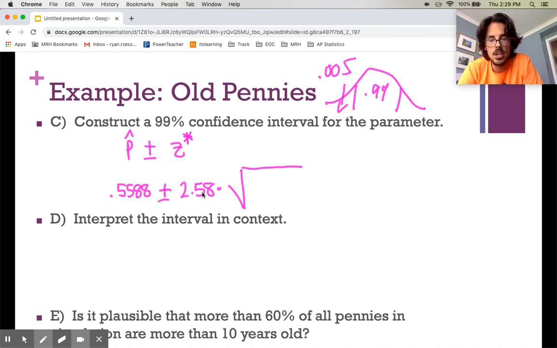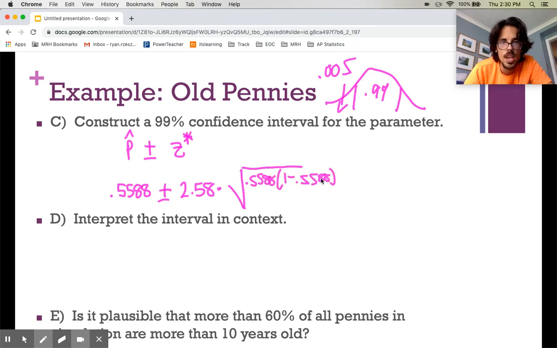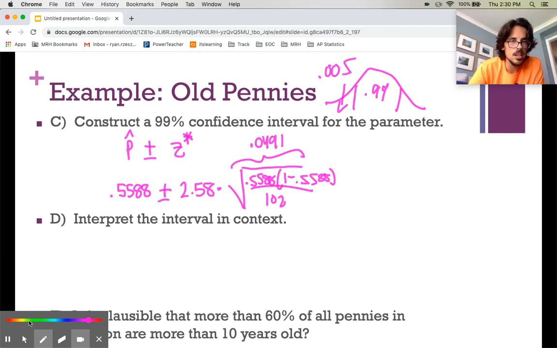Then I have to do my standard deviation formula with that 0.5588 plugged in, because it goes p hat times 1 minus p hat, and then I have to divide by n. So what I did for this is 0.5588, 1 minus that, and then over n, which is 102. I should have written that up above. That's 0.0491-ish.